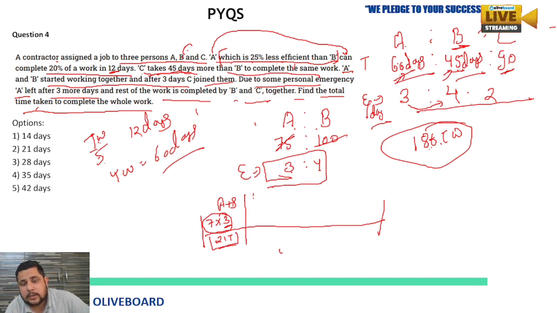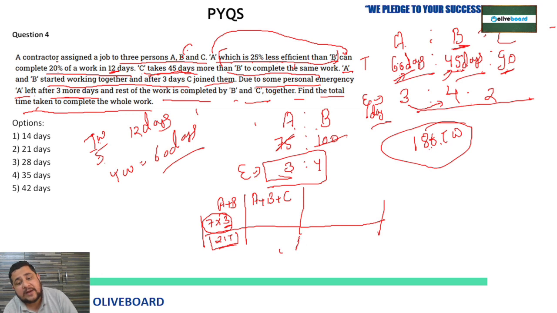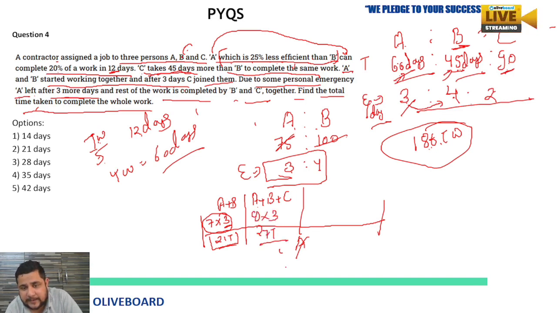Okay. Now A plus B plus C. C joined them. So till how many days? After 3 days C joined them, and due to some personal emergency A left the work. After 3 more days, A, B, C will work for another three days, then A will leave the work. So A plus B plus C, 3 plus 4 plus 2. Their efficiency is 3, 4 and 2. Just add that, so 9 cups of tea per day. So in 3 days they will finish 27 cups of tea. And the total task was to finish 180 cups of tea.